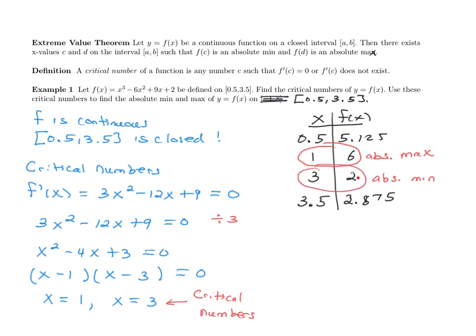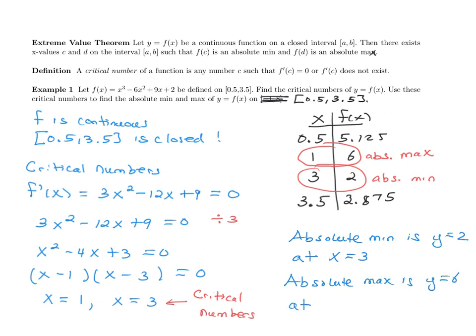And the reason for this is it's the smallest y value among these 4 numbers. So just to state it separately, the absolute min is the y value of 2, and it occurs at x is equal to 3. And the absolute max is y is equal to 6, and that occurs at x is equal to 1. So in this interval, there's infinitely many numbers, but you only need to check the endpoints and the critical numbers. Between those numbers, one has got to be the largest and one has to be the smallest.